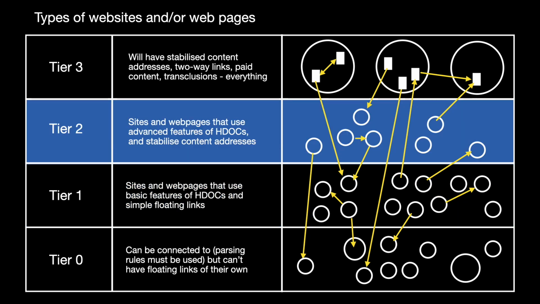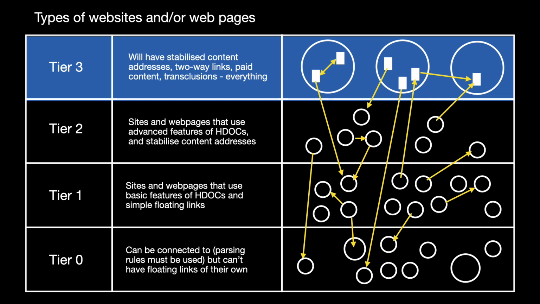Tier 2 websites are small sites, like blogs, that use stabilized content addresses. These sites probably won't be willing to provide granular access to their content. They will stabilize content addresses, but construct their documents on the server side. Transclusions from other such websites may work by copying the content along with its content addresses. These sites will mostly not have paid content, but they may transclude paid content from Tier 3 websites if those websites allow it.